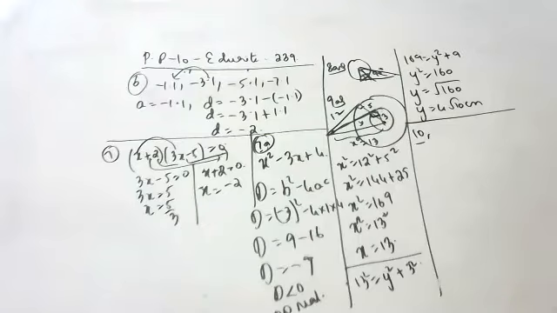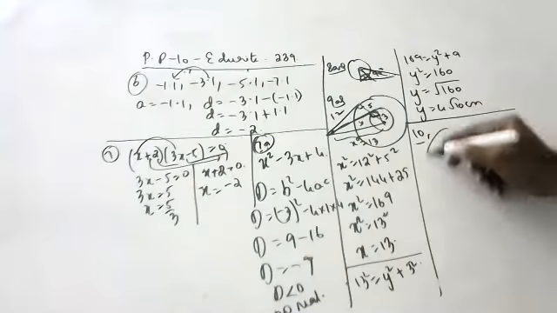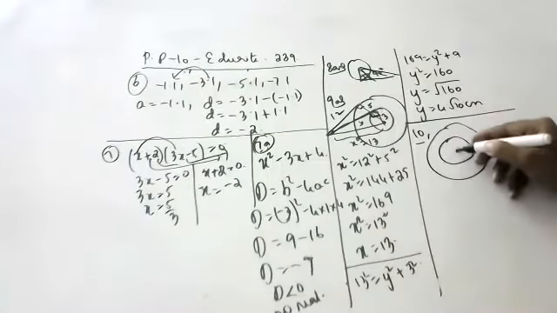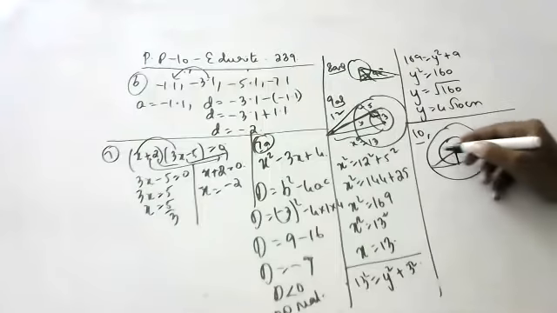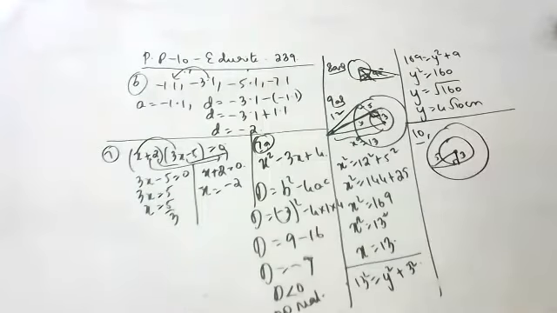Next step. Ninth orbit is there. Two concentric circles of radius 5 and 3. This is 5, this is 3. Find the length of the common chord.